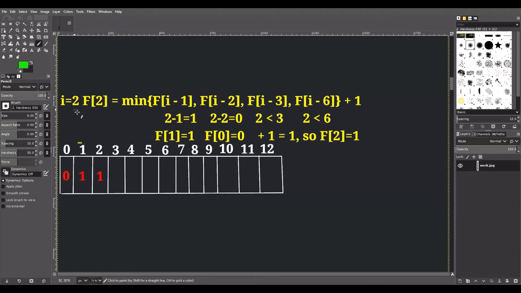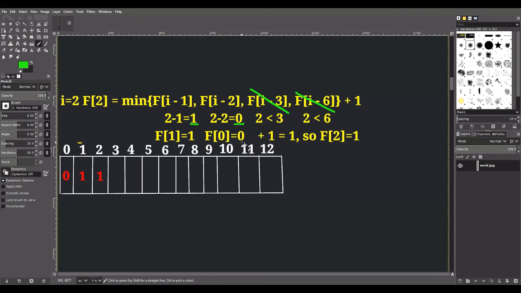So I equals 2, so f of 2 is equal to the minimum of f of I minus 1, f of I minus 2, f of I minus 3, or f of I minus 6, with plus 1 added at the end. So 2 minus 1 is 1, 2 minus 2 is 0, 2 is less than 3, so we can't use this one yet, and 2 is less than 6, so we also can't use that one yet. So, what's at this index of 1? f of 1 contains 1. And what's at this 0? f of 0 still contains 0. That's never going to change again.